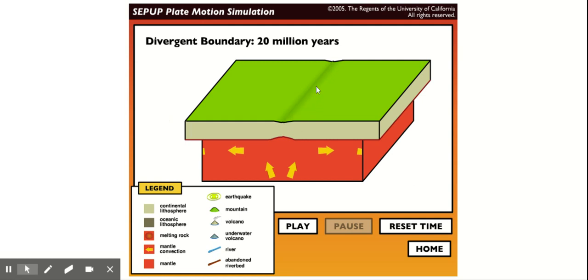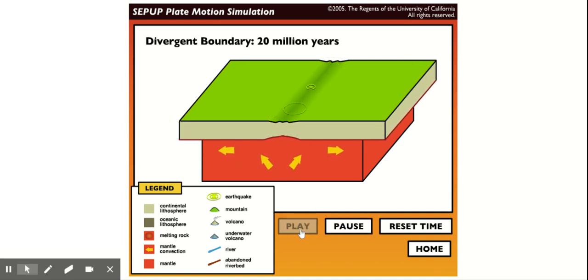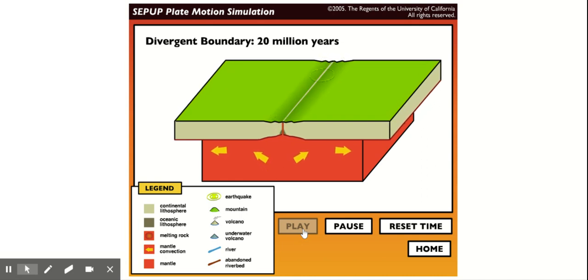So the crust is starting to buckle, starting to get pulled apart. Imagine if you had a piece of silly putty or gum and you were pulling it apart from each other, it would start to get thin in the middle before it snapped or broke. We'll keep playing this, and eventually it's getting thinner and thinner and thinner.